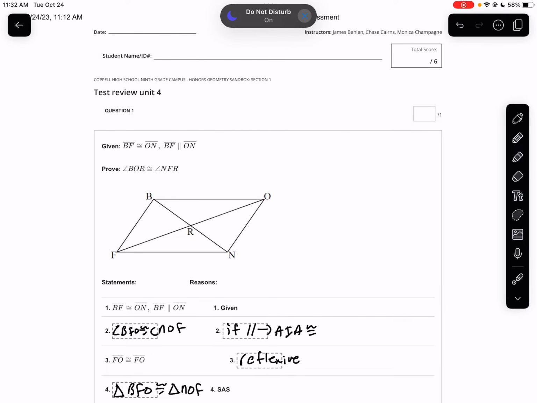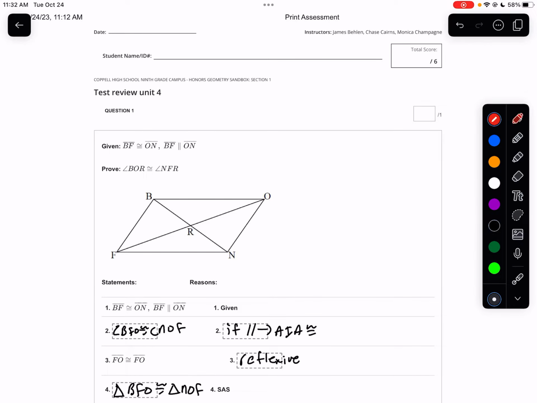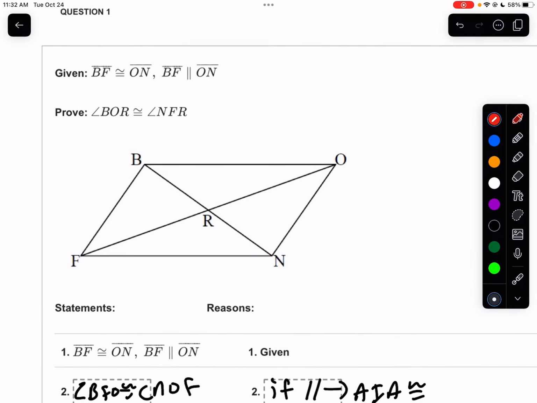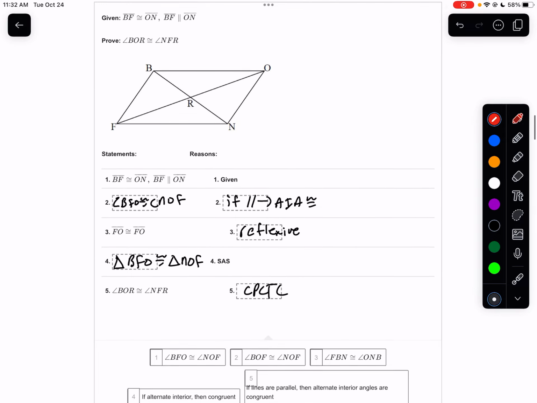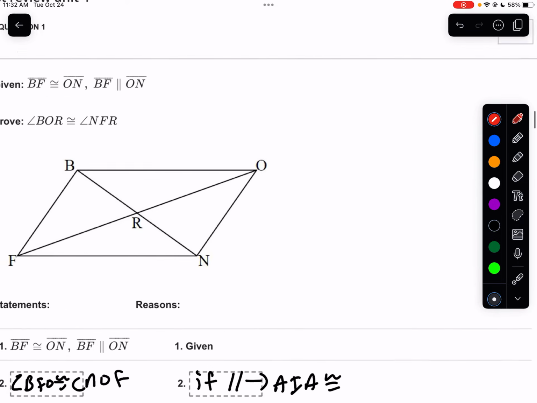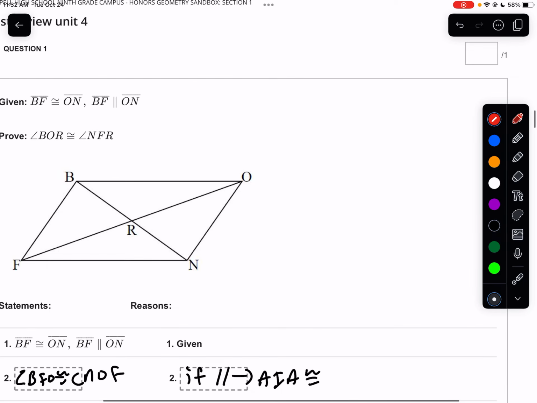Looking at a test review for Unit 4, Congruent Triangle Test. We got some proofs on here. We got a lot of things going on. I'm going to work through these, do the best that we can. Number one is a proof, and we've done a proof very similar to this one in the past. I have all the answers already filled out here. If you want to take a look at those, boom, there they are, just to check your work. But if you need an explanation, I'm going to do my work out over here.